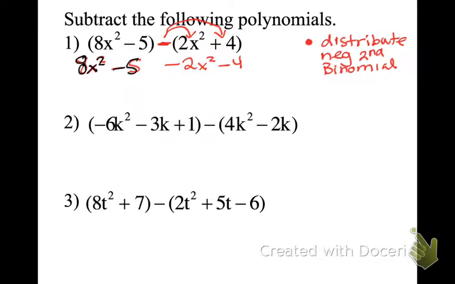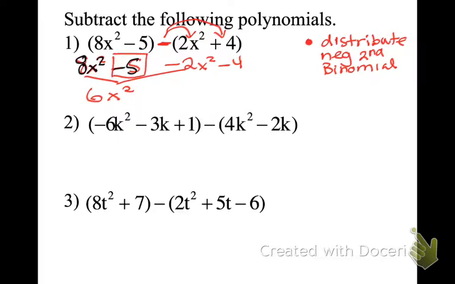Ethan, is that answering your question? Yeah, so you just rewrite a negative. Right. Now we combine our like terms. By the way, I'm reminding you, you're getting graded on these Cornell notes. So, what would go first, Greta? You would subtract the 8x to second minus the 2x to second. Good. And that becomes 6x to the second power. And what else is there? Then you subtract the negative 5 and the negative 4.